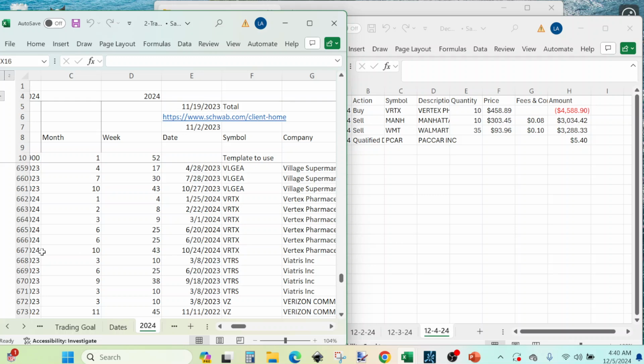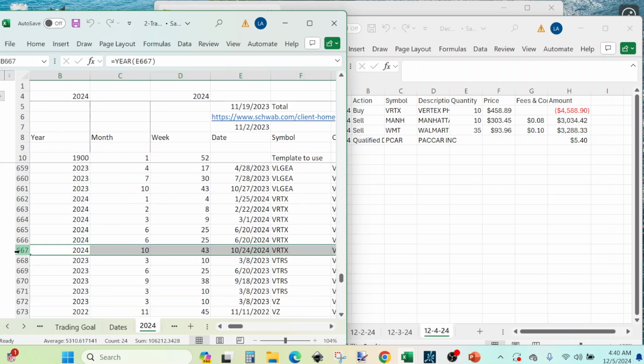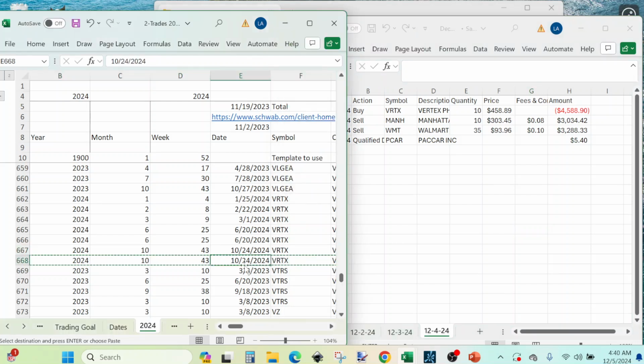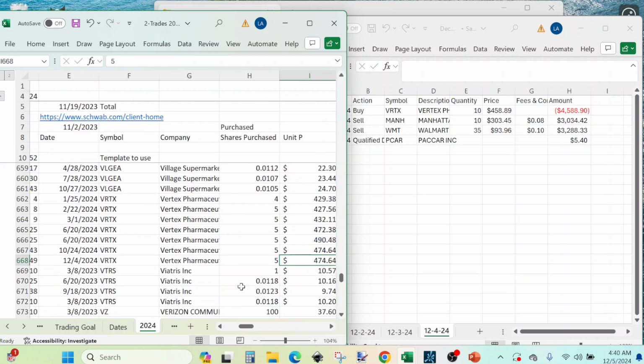So we'll go to V, and because we bought it, we can just copy the previous row and duplicate it. Last time we bought it was in October, toward the end of October, and we bought it on December 4th. So we will change the dates, and by tracking your dates, you can actually pull some report from your daily entry area.